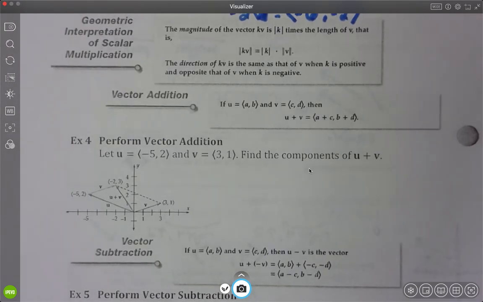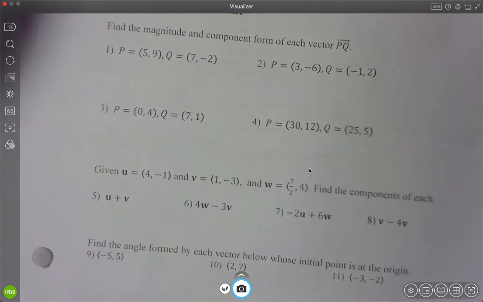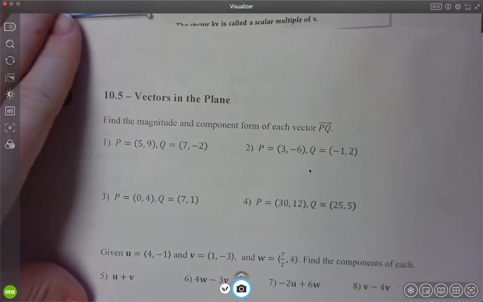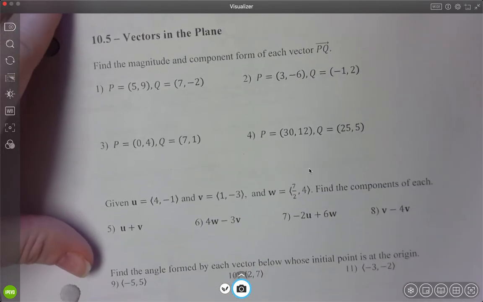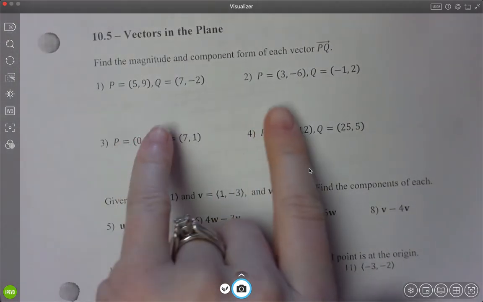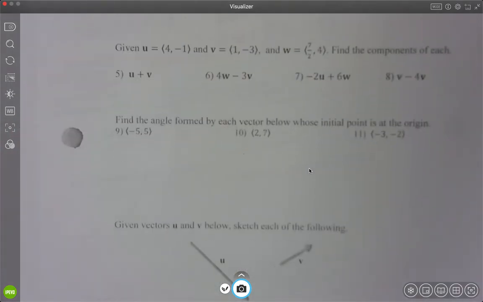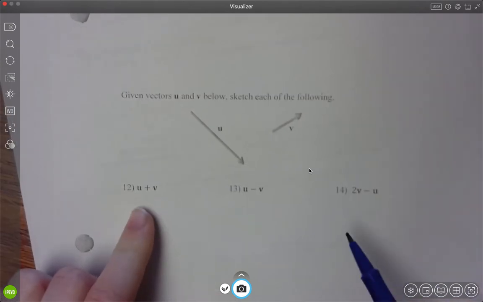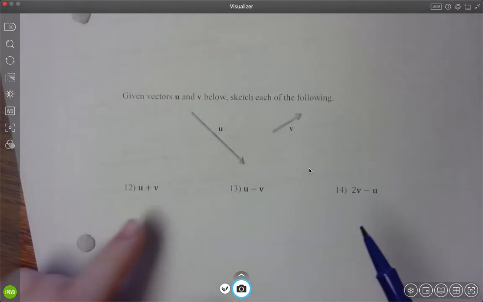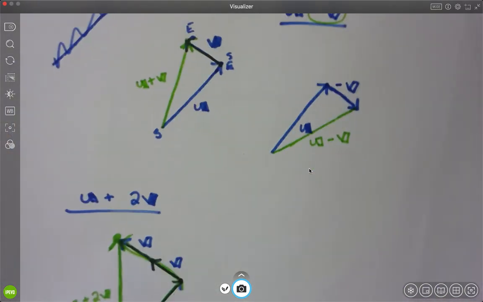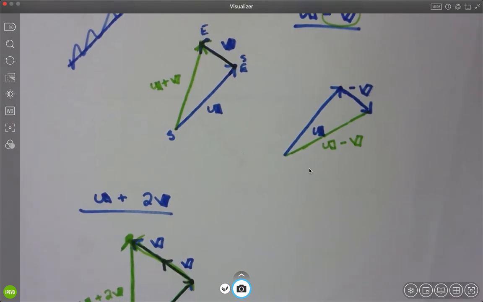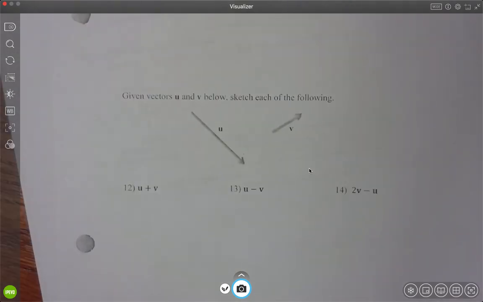You have a sheet that looks like this, which is vectors in the plane, and this will be your homework for section 10.5. You should be able to do 1 through 4, I think, at this point, and then also drawing these down here, 12 through 14, okay? For 12 through 14, you're going to want to use the drawings that I went through here to think about what those will look like, and the middle part we will talk about in the next video.